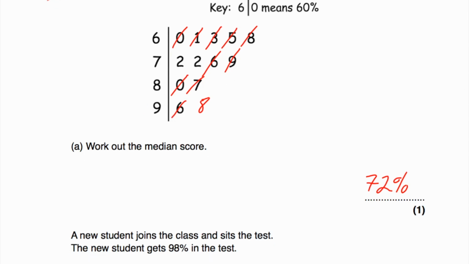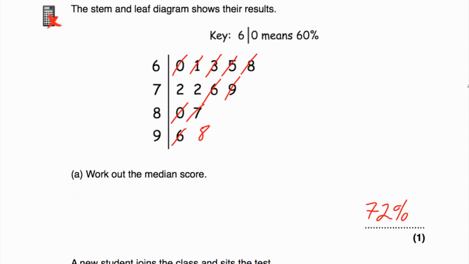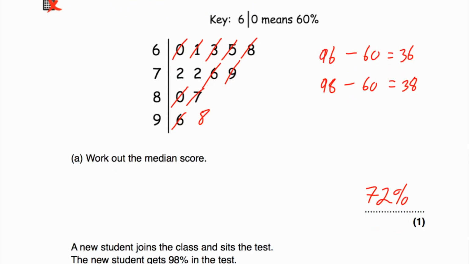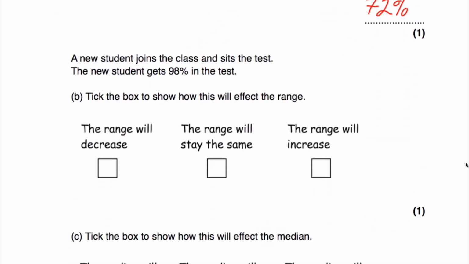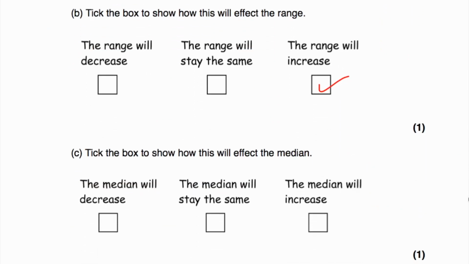So let's start off by looking at part B. Part B says what effect it will have on the range. Before that student came along, 96 was the highest and the lowest score was 60, and 96 take away 60 is equal to 36. So the range was 36% to begin with. Now this student's come along, they've got 98%, and the lowest number is still 60, and 98 take away 60 is equal to 38. So the range will increase whenever that student comes along and gets 98%.